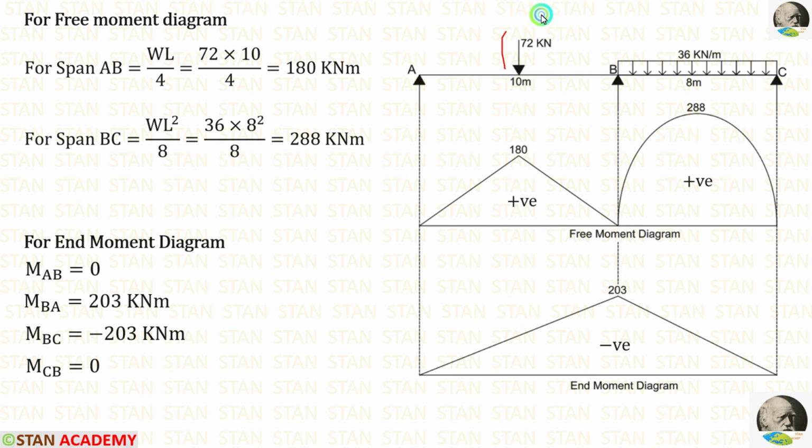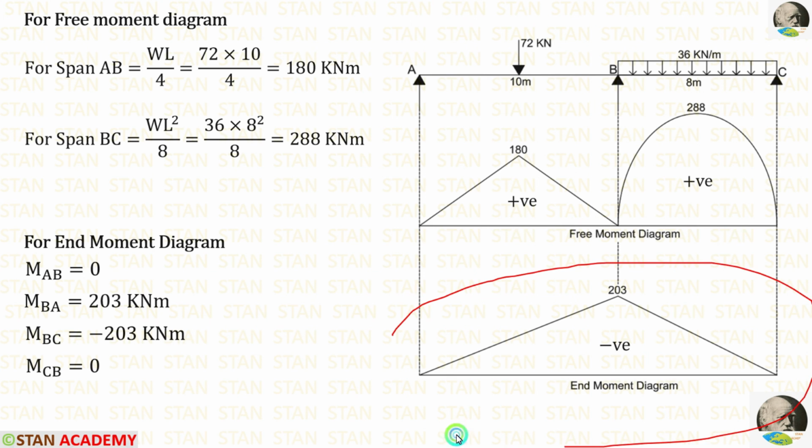We know that if your point load is acting in the simply supported beam, the bending moment diagram will be in the shape of a triangle. If the UDL is acting, the bending moment diagram will be in the shape of a parabola. In most of the cases, the free moment diagram will be positive. It will be rarely negative when there is coupled moment in the beam.